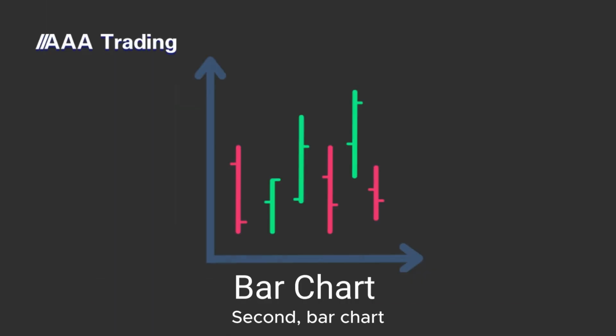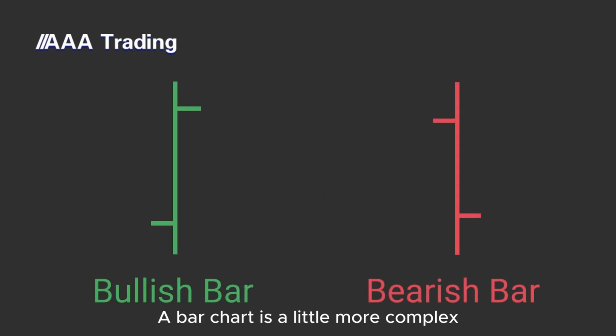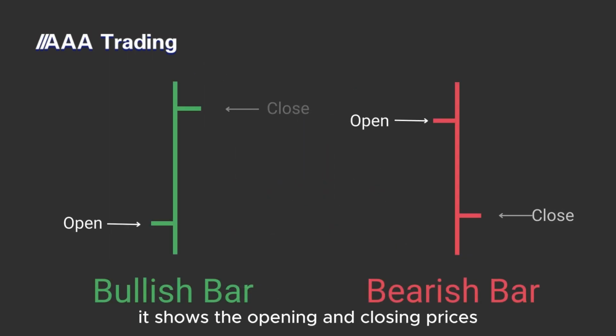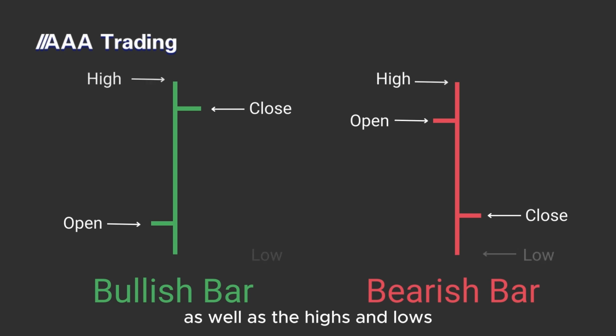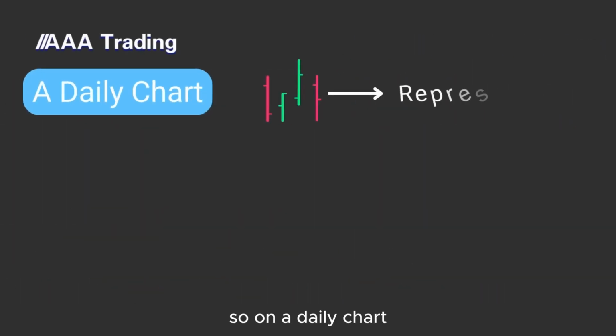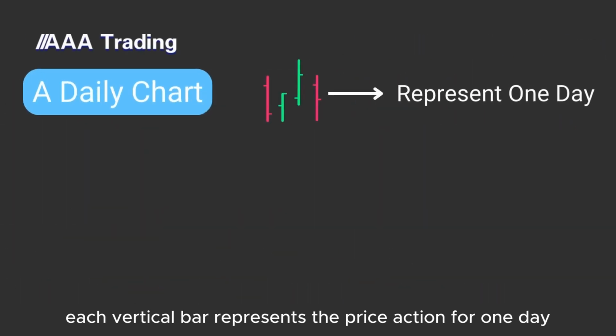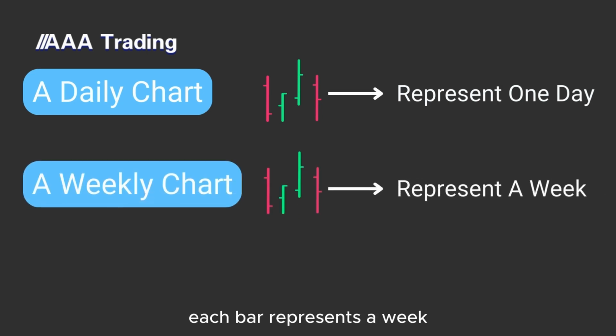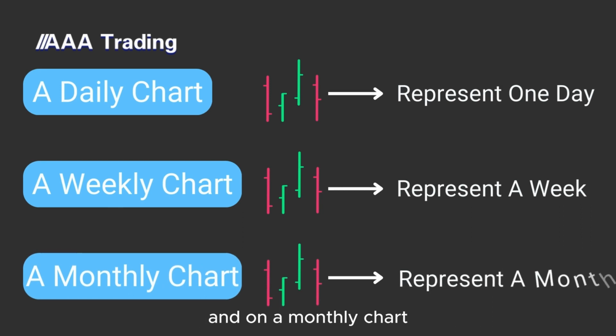Second, bar chart. A bar chart is a little more complex. It shows the opening and closing prices, as well as the highs and lows. So, on a daily chart, each vertical bar represents the price action for one day. On a weekly chart, each bar represents a week, and on a monthly chart, each bar represents a month.